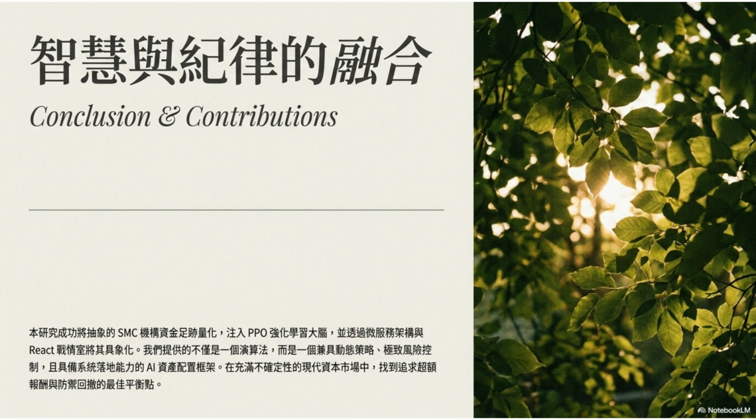First, it quantifies smart money concepts as reinforcement learning state features. Second, it uses PPO to build a dynamic allocation model that can output continuous portfolio weights to improve risk control across different market conditions. Fourth, it adopts a microservice architecture to improve system scalability. Finally, it uses a React-based trading dashboard to improve the transparency and interpretability of AI investment decisions. Overall, this research aims to provide an AI asset allocation framework that integrates investment strategy, risk management, and practical system implementation.